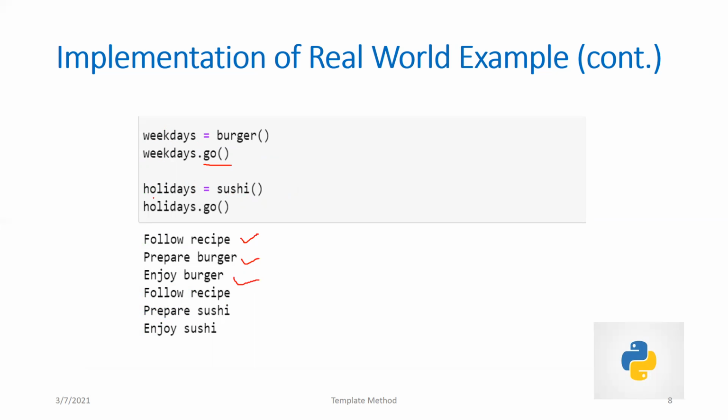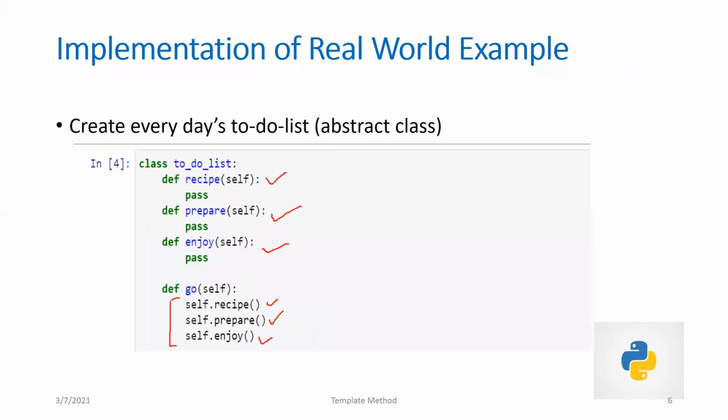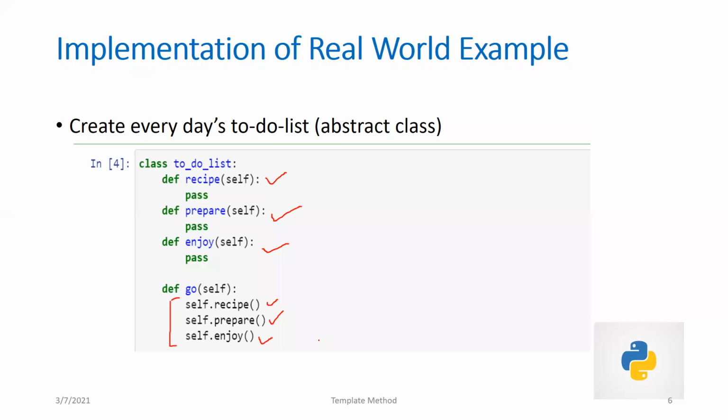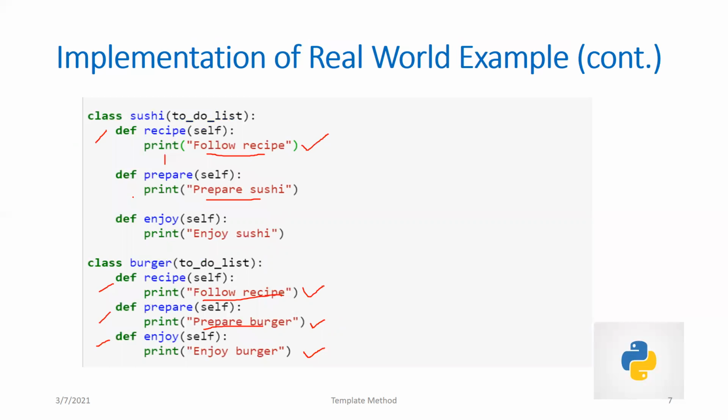Similarly, I created another object, that is holidays, and holidays will be created under the sushi class because I know he will have sushi when it is a holiday. So I just choose the object name similar to the situation. So holiday is under the sushi class, and holiday.go will move to his parent class go. Here, similarly, the recipe will be called, and the control will move to the sushi class, and our recipe is found here. So the result will be printed. And again, the control comes to the prepare, and here is another prepare, and this output will be printed, prepare sushi.